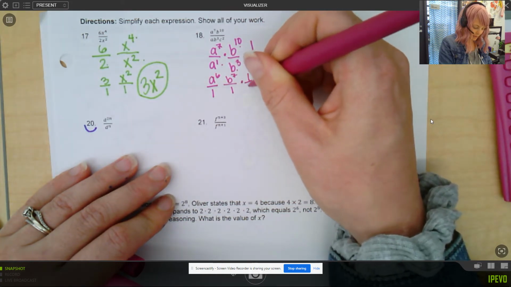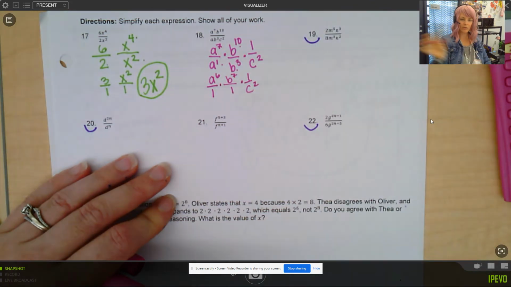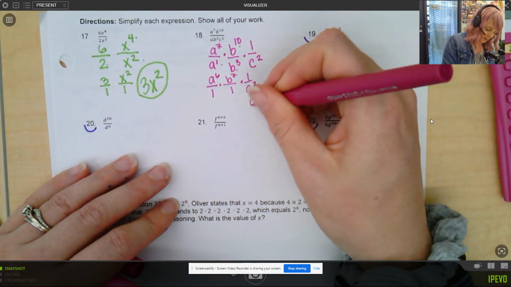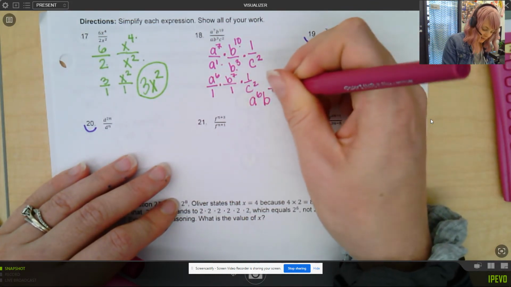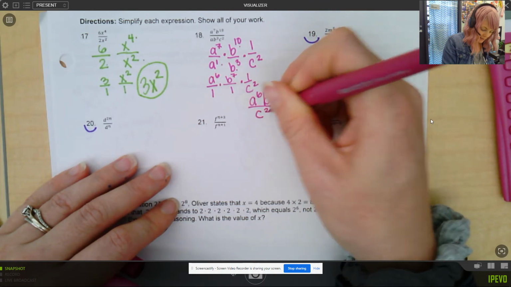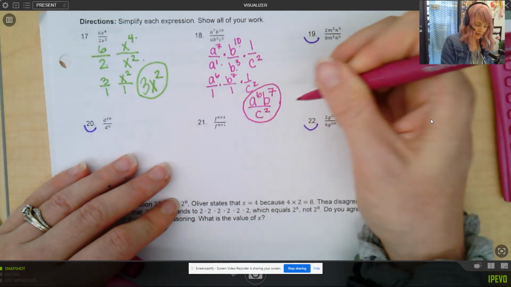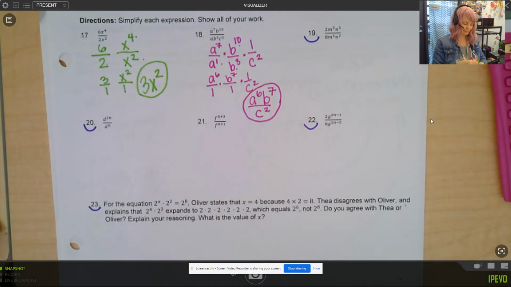And then we just have 1 over c to the 2nd. So then multiply this across and simplify. I end up with a to the 6th, b to the 7th, all over c to the 2nd. Final answer. Okay, let's take a look at the next one.